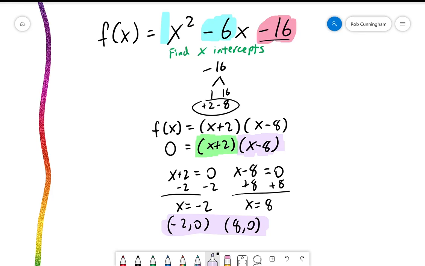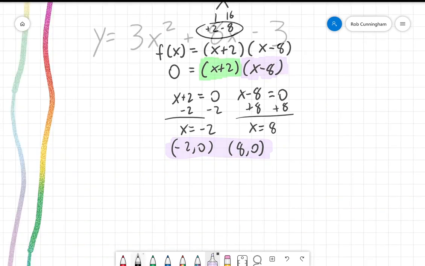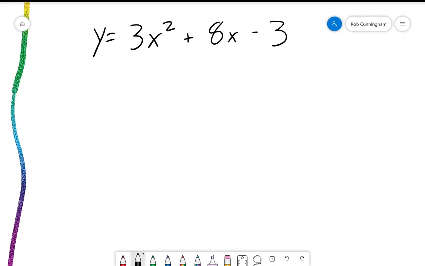Let's do one more example and then we'll end the video. Okay, in this second example, we have y equals 3x squared plus 8x minus 3. We're going to set y equal to 0. Well, to start with, we've got this 3 out in front of the x squared. That's mucking things all up. It's making it more difficult than it was last time.